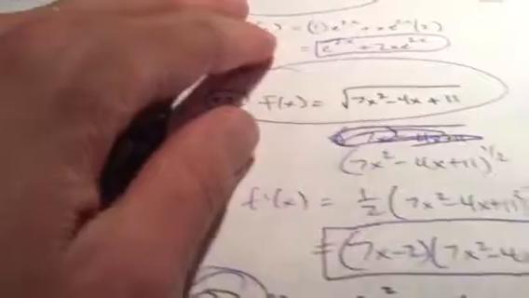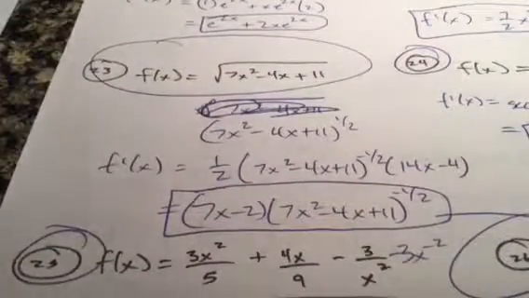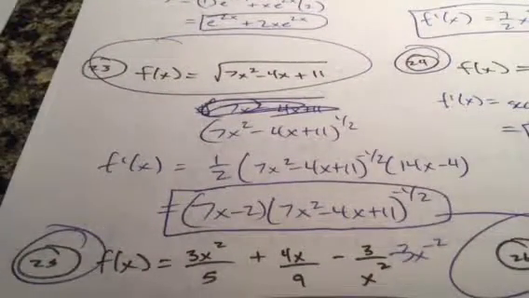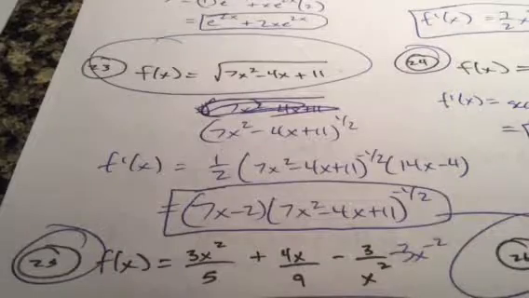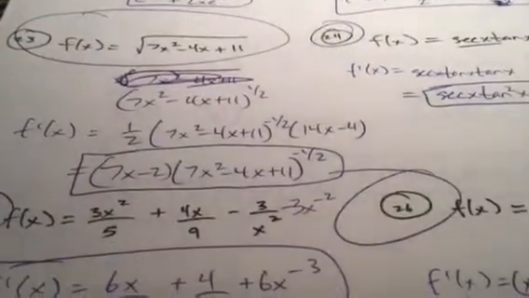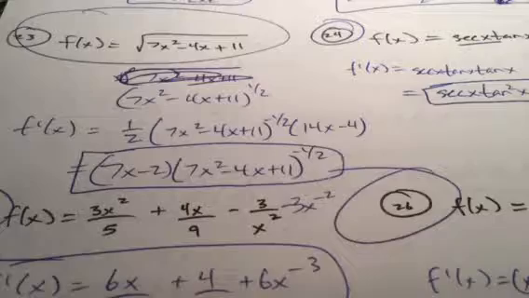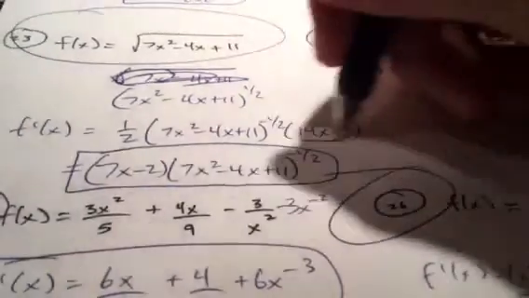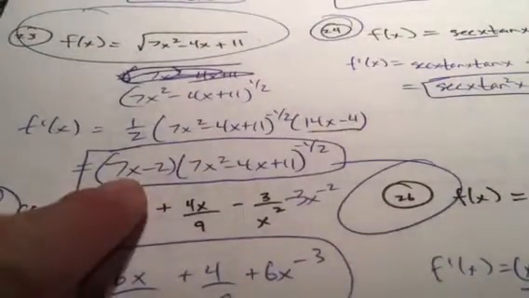Any boo-boos, let me know. Rewrite that as the 1/2 power, then bring down the power, 1 power less, and multiply by the derivative of the inner function. 1/2 of 14x minus 4 is 7x minus 2.